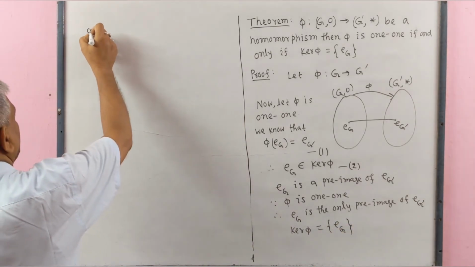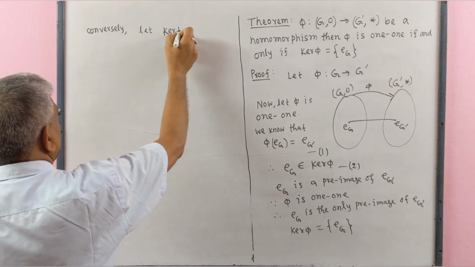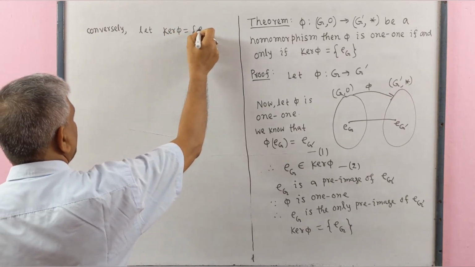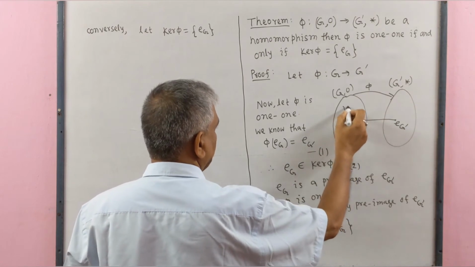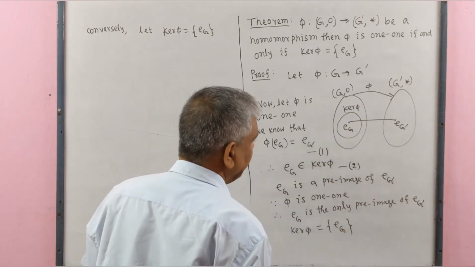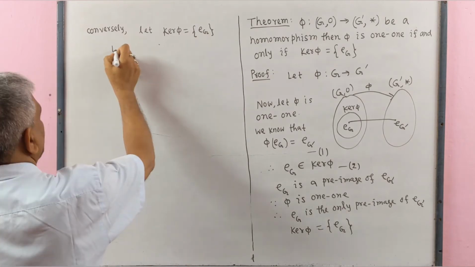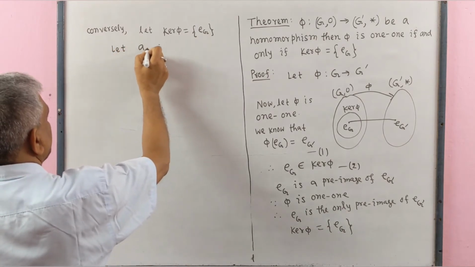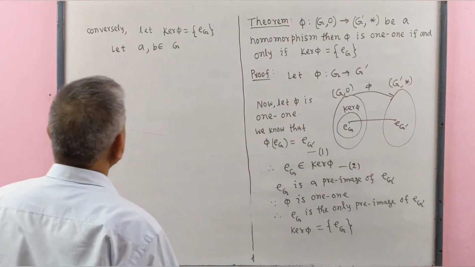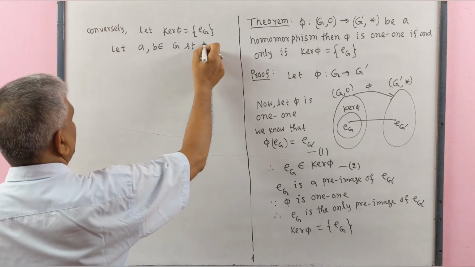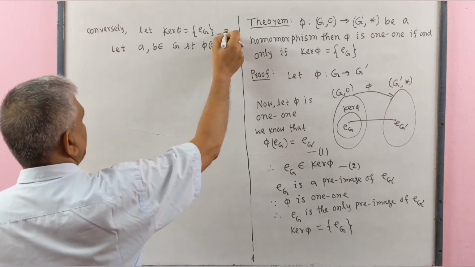Conversely, let the kernel of phi contain only the identity element of group G. This ker phi contains only the identity element of group G. Now we have to show that phi is 1-1. Let A, B belong to group G such that phi A equals phi B. This is number 3 and this is number 4.